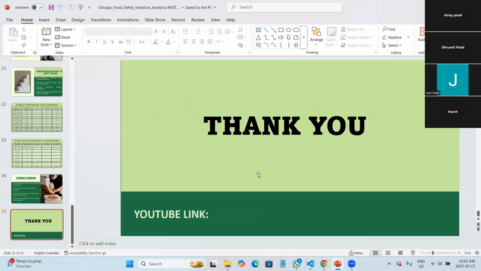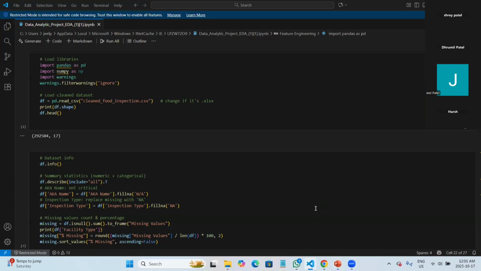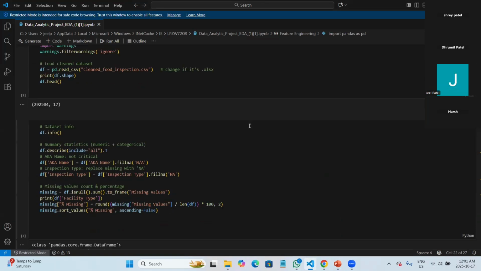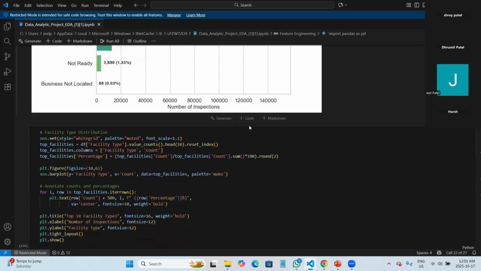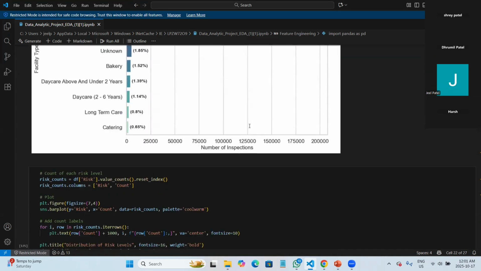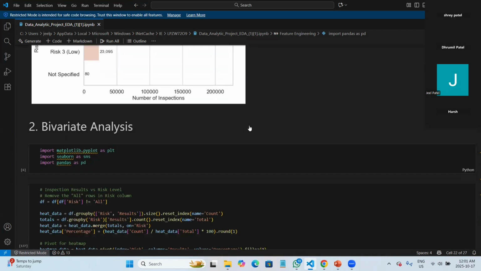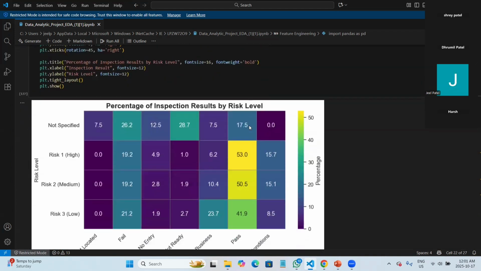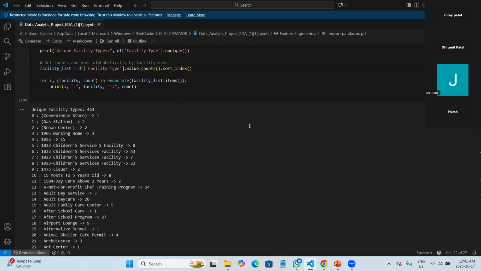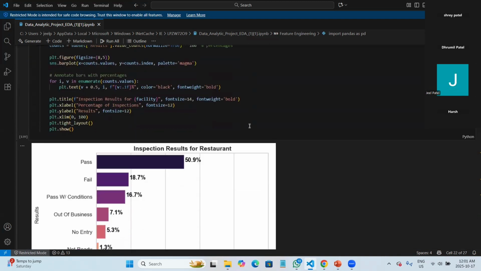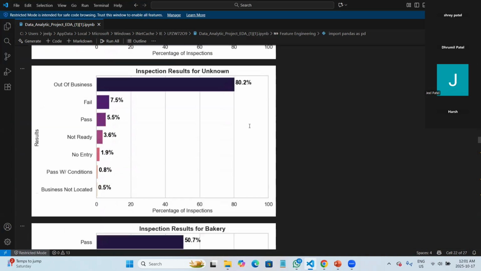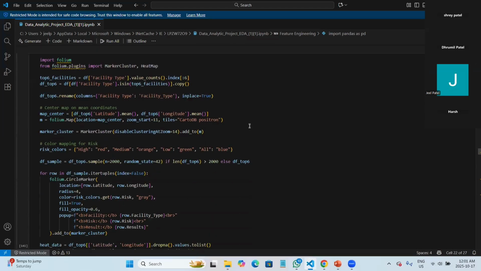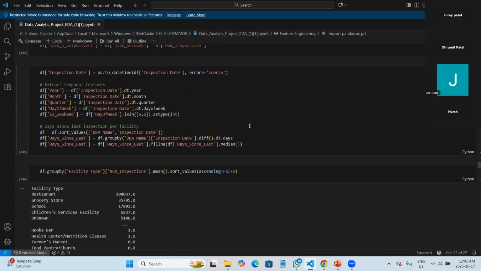Now, at the end, let me show you our coding work. That's where we code, in a Jupyter file. Professor, for the cleaning part, we used the NumPy and Pandas libraries. For the visualization, we used the Seaborn and Matplotlib libraries. That's the EDA and all the charts, all the analysis that we have done. That's the feature engineering.